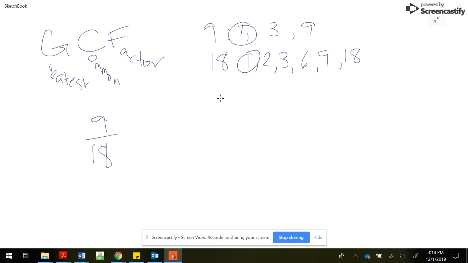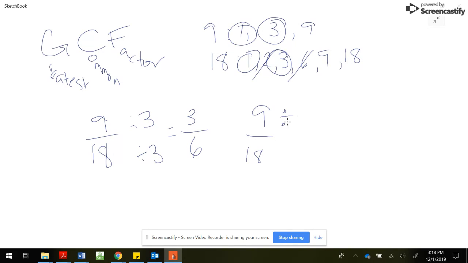Okay, so I could divide both of them by 1. That's not going to get me very far. I'll still end up with 9/18. 2 is not a common factor of both of them. 3, I had said, if I divide it by 3, it'll give me 9 divided by 3 is 3. 18 divided by 3 is 6. 6 I don't have in common. But when I'm looking here, I do see that both 9 and 18 have a common factor of 9. Now, this is the greatest number that they both have. It's the largest. So if I divide both of these by 9, I'll see that 9 divided by 9 is 1, and 18 divided by 9 is 2.